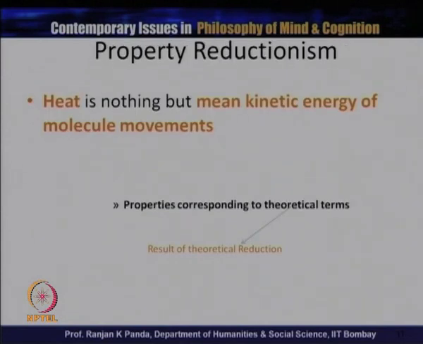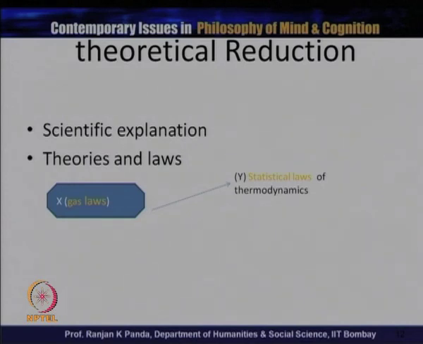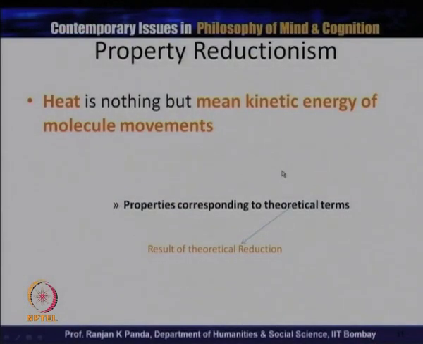So the property reductionism is also connected to theoretical reductionism in this sense, as I told you in the beginning, that the functionalists, particularly the physicalists in general, who adhere to scientific development and try to give a scientific explanation of the mind following certain theories or models, also say that one law can be explained in terms of another law. Say, for example, the scientific term in the case of heat and the mean kinetic energy of molecular movements, it is a kind of analogy where you find a particular term being replaced.